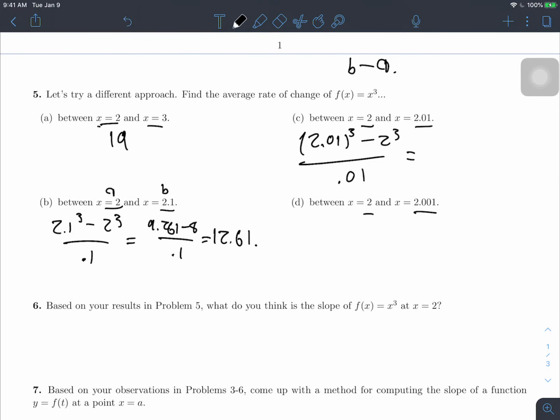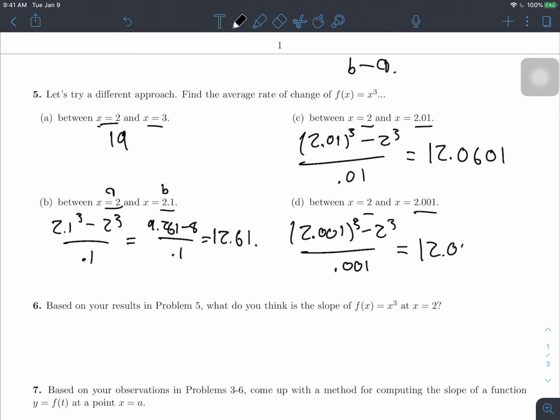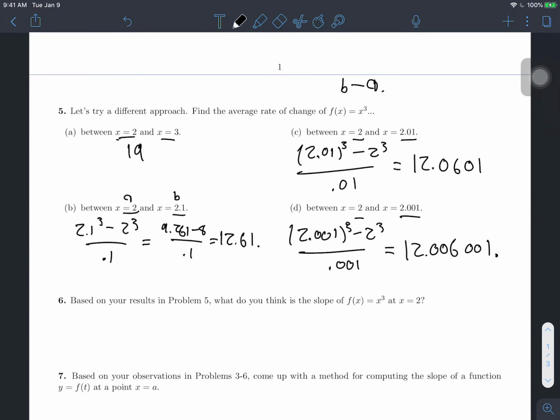Okay, so if we plug this in and calculate it out, we get 12.0601. Okay, starting to see a pattern. If we do the next step, 2.001 cubed minus 2 cubed all over 0.001, we get 12.006001. So it started at 19, then we got 12.61, 12.0601, 12.006001. It stands to reason that if we took it one step further, here we had 1 zero in between, here we had 2 zeros in between, we're going to keep getting more and more zeros filling out until it looks almost identical to what number? 12, that's right.